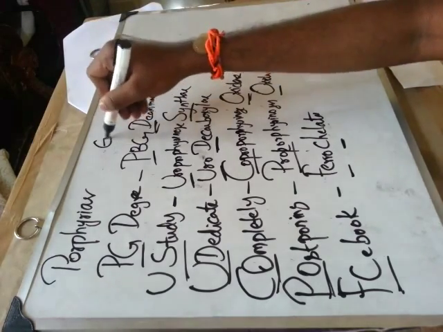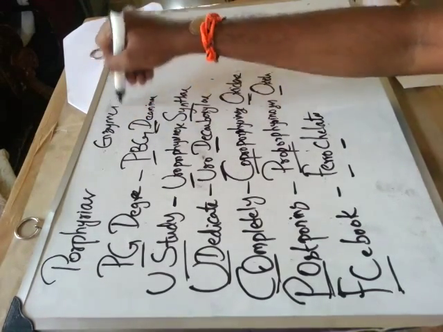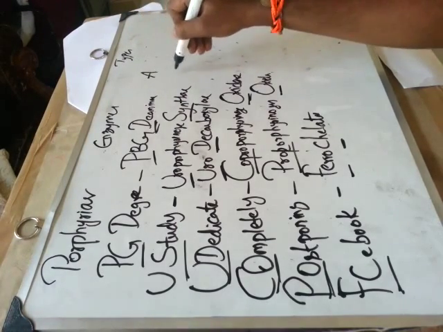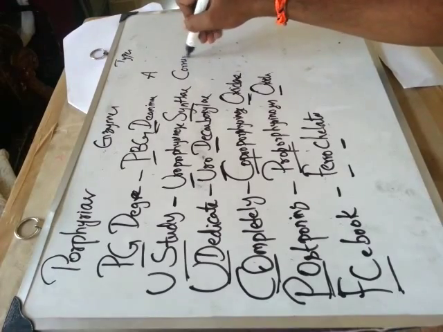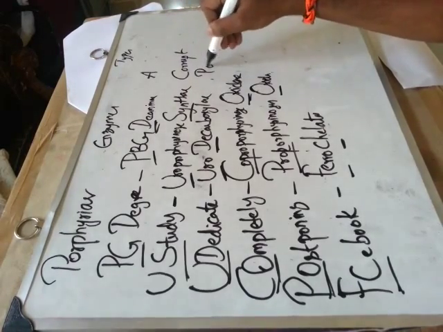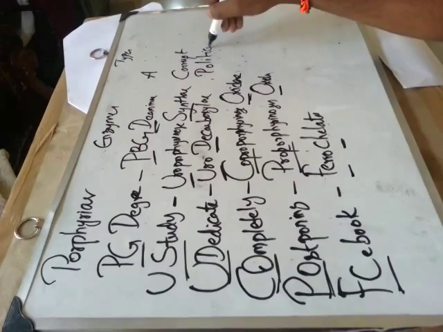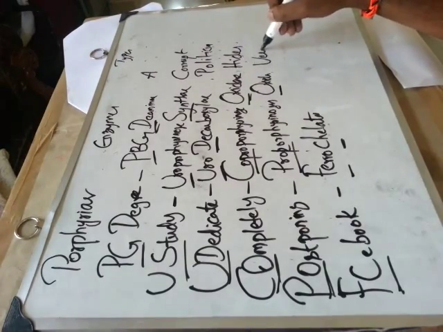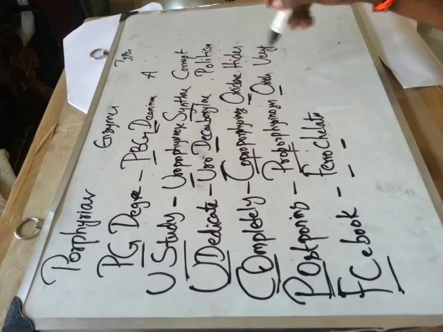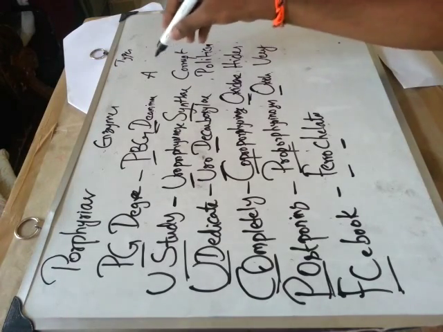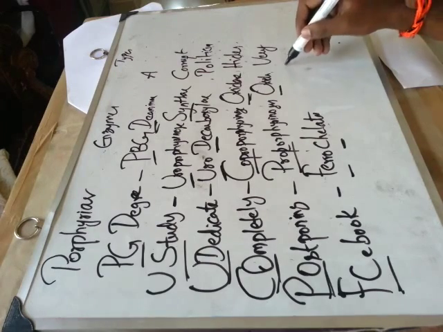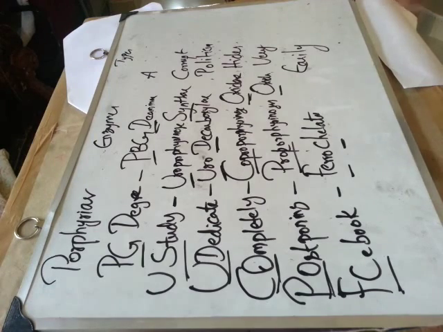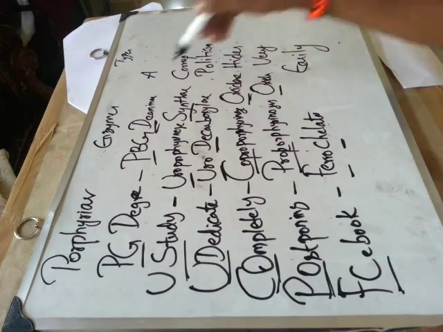So these are the enzymes, and here come the types. Remember this: A corrupt politician hides very easily. Why corrupt? After the advent of Aam Aadmi Party, there is a lot of discussion regarding corruption. So that's why: a corrupt politician hides very easily.